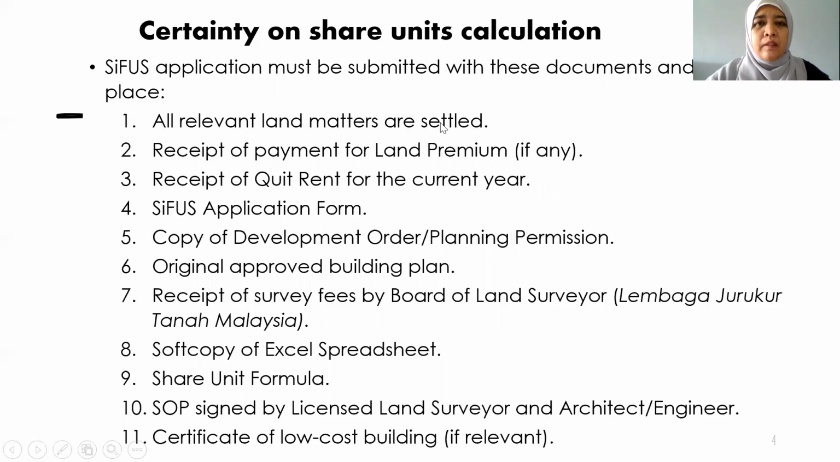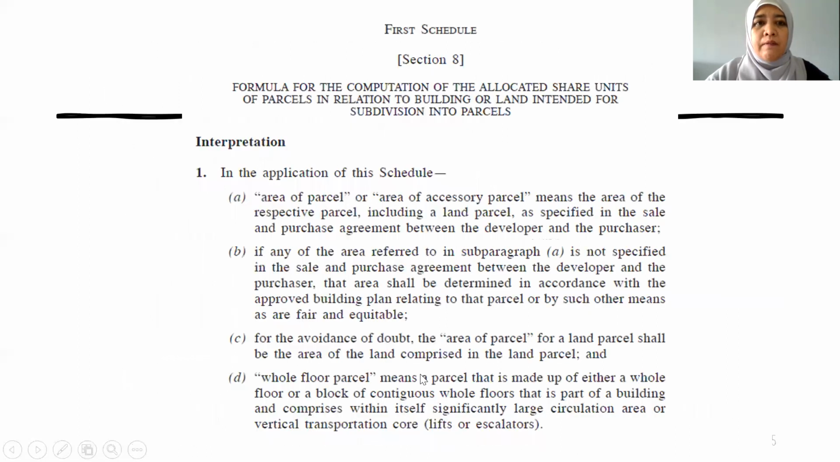Relevant matters are settled for conversion, for amalgamation, settled already. All caveats are irrevoked. Receipt of payment, receipt of quit rent, SIFUS application form, copy of development order, copy of the approved building plan, receipt of survey fees, and a copy of the spreadsheet. This is for the officer at the PTG to check whether the formulas are correct. And then the formula itself, the SOP, and then the certificate.